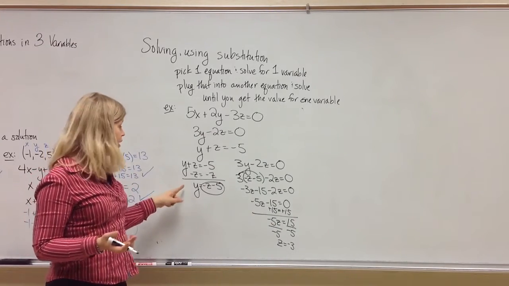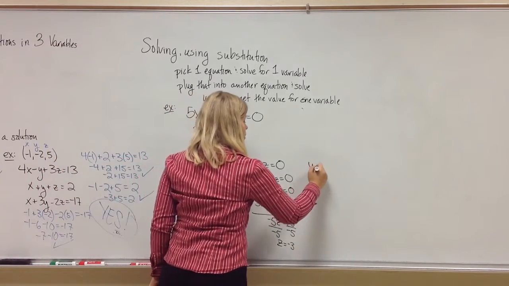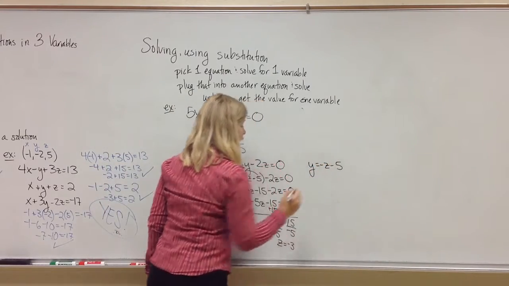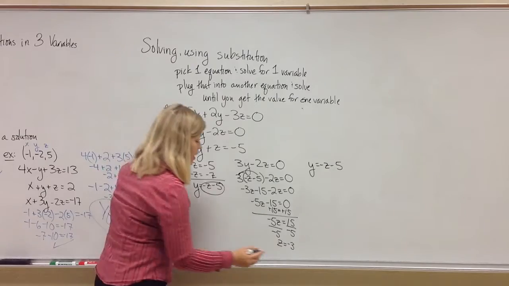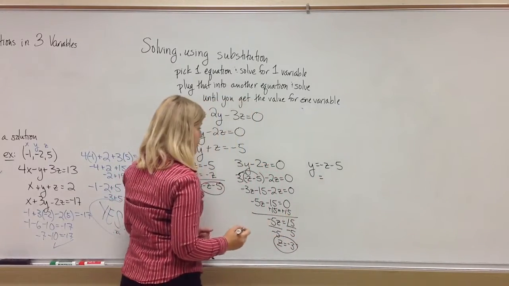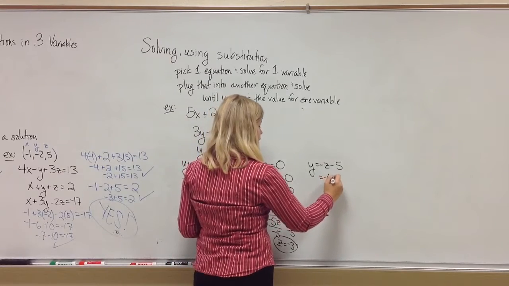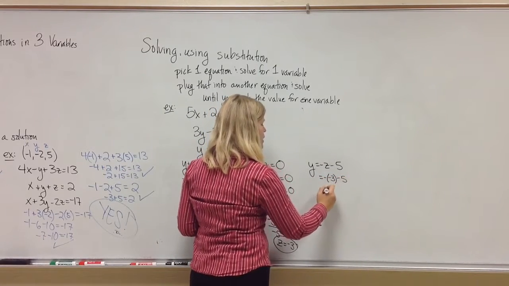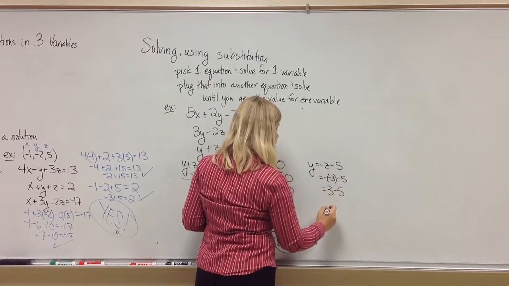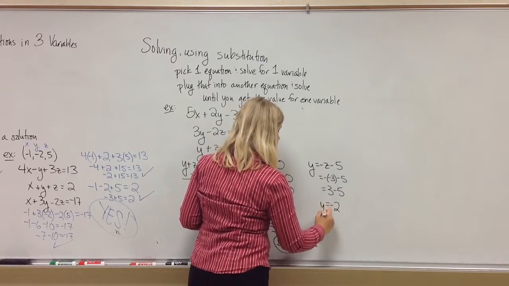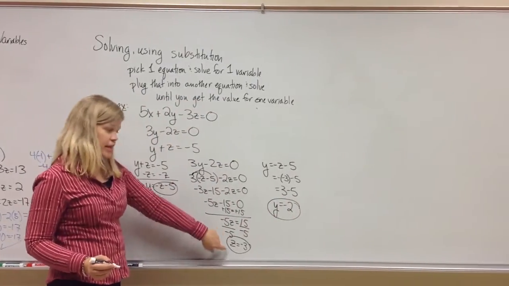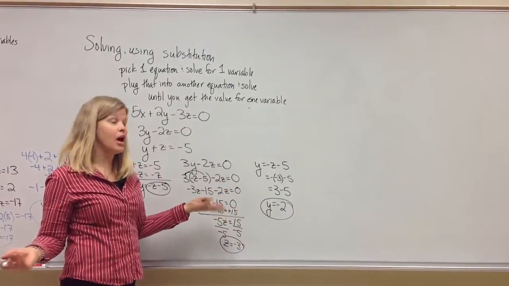Remember how we did that? So now we're going to go back to that original equation. y equals negative z minus 5. We're going to plug this in, and we get the opposite of negative 3 minus 5. Well, what is the opposite of a negative? Oh, it's a positive. Good. 3 minus 5, and you get y equals negative 2. Okay, well, we've got our z, we've got our y. What do we need? Oh, yeah, x.